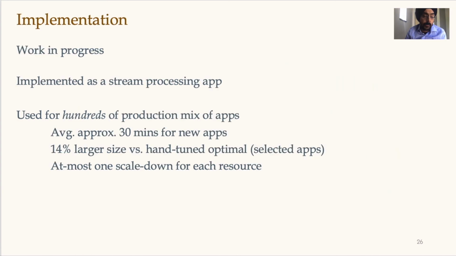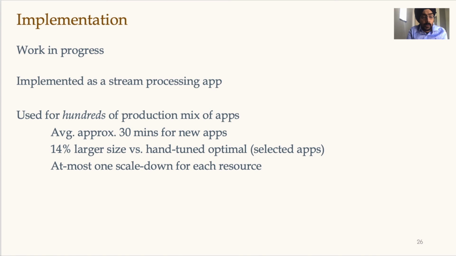And we've implemented Sage as a stream processing application itself, since it processes streams of incoming data from other applications. It's approximately 6,000 lines of code, and we've enabled it on hundreds of production applications. In production, on average, Sage takes about 30 minutes to right size an application from start, and its right size is approximately 14% larger than a hand-tuned optimal size.